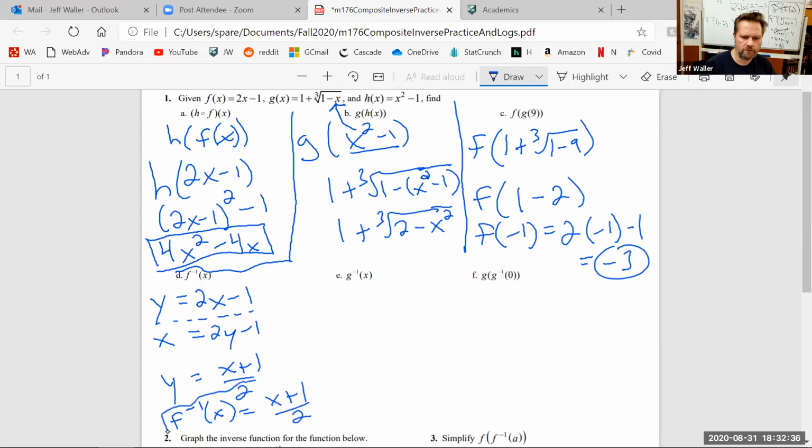So again, the original function subtracted 1. This one adds 1. The original function multiplied by 2. This divides by 2. It's the opposite. Okay.